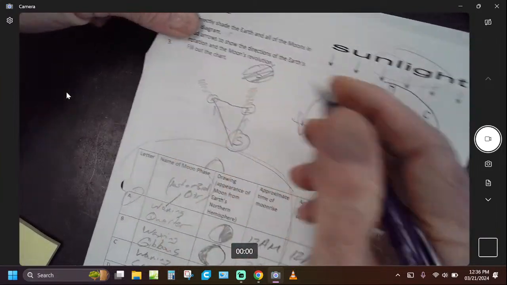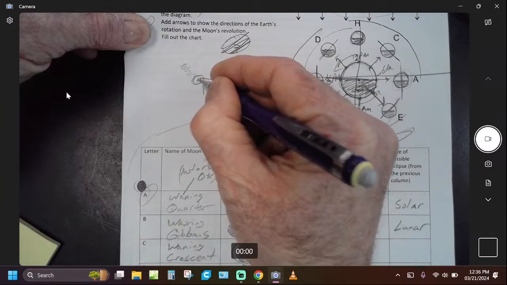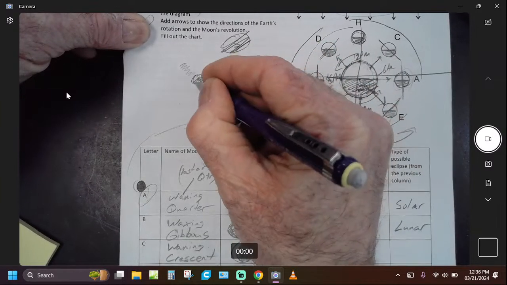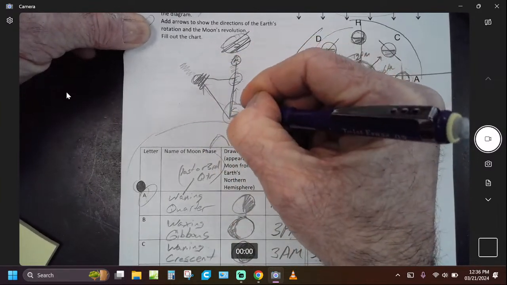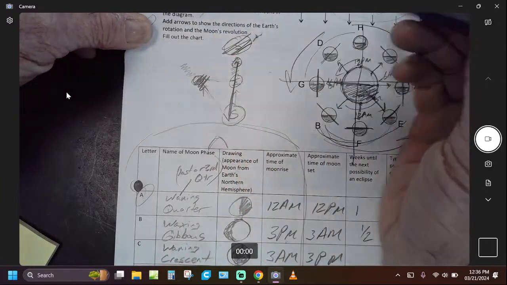Okay, so I must be explaining this poorly. So here's what I would do. I would take the moon and I would put it here. So now I don't have a triangle. I pretty much just have a line. So I need to line them up.